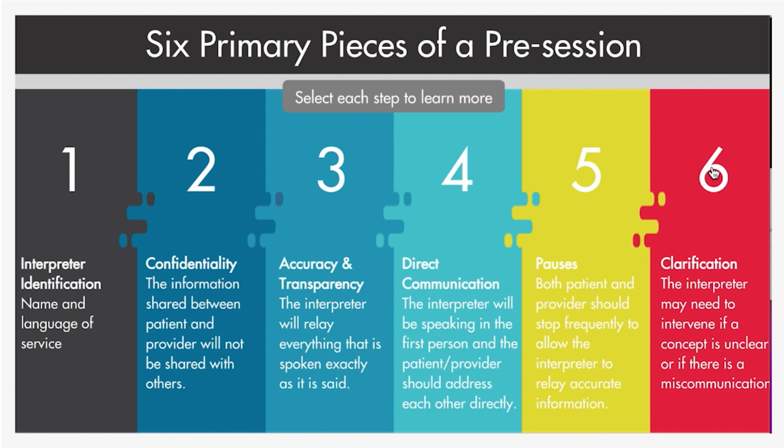Number 4, direct communication. The interpreter will be speaking in the first-person voice, and the patient and physician or clinician should address each other directly. Number 5, pauses. Both patient and physician or clinician should stop frequently to allow the interpreter to relay accurate information. Number 6, clarification. The interpreter may need to intervene if any concept is unclear or if there is a miscommunication.